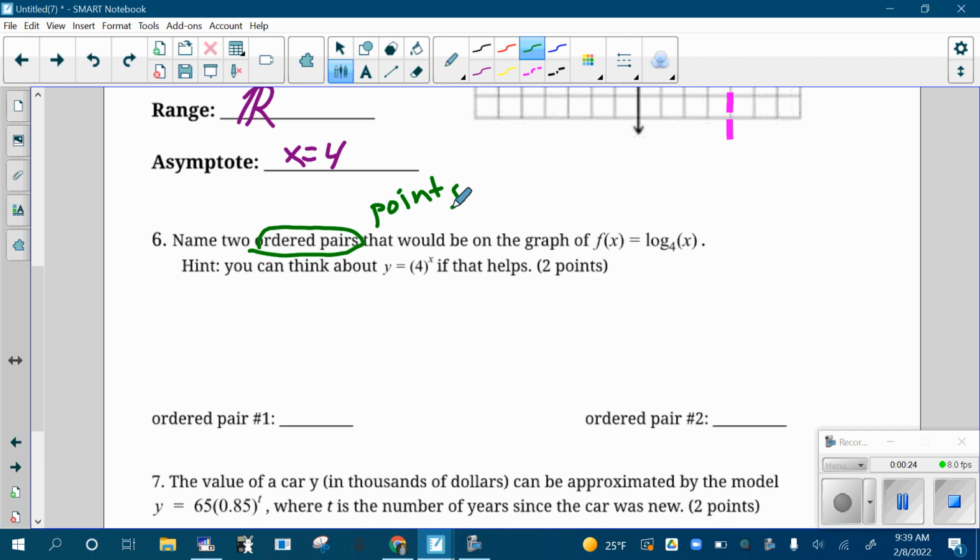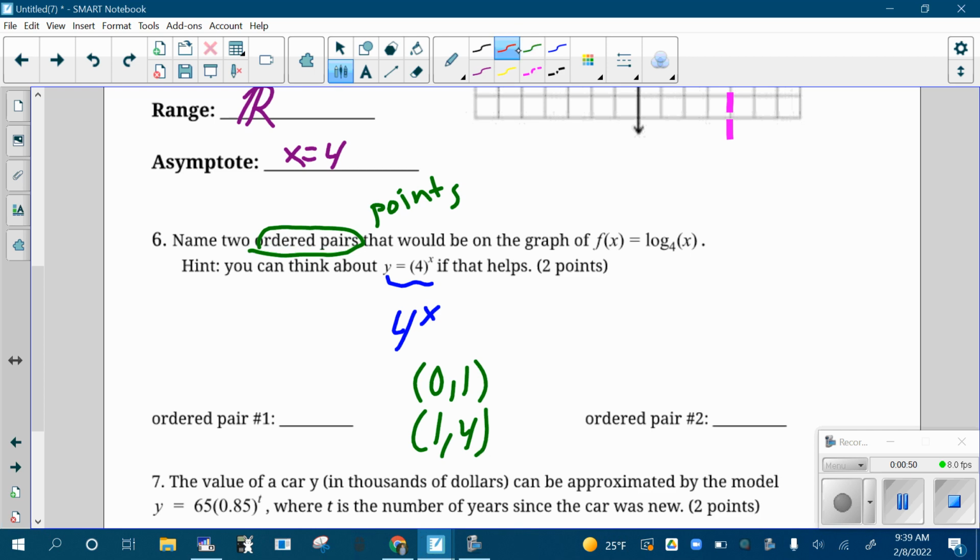This is actually easier than the graphing ones, because if you can graph it, you can tell me the 2 points. We did that as part of that other problem. Okay. So the way we're going to do this is to think about 4 to the x, and think about what are the key points on 4 to the x. Okay, you should be able to think or know that 0, 1, 1, 4 are 2 key points on 4 to the x.